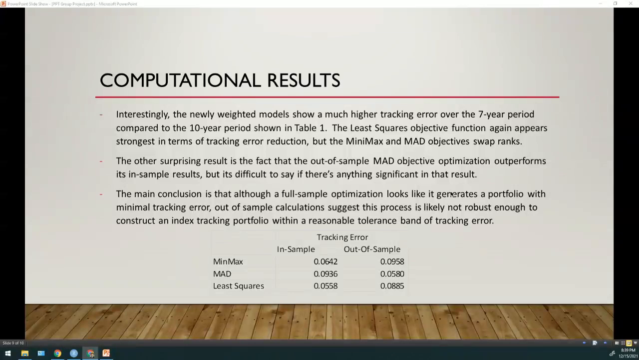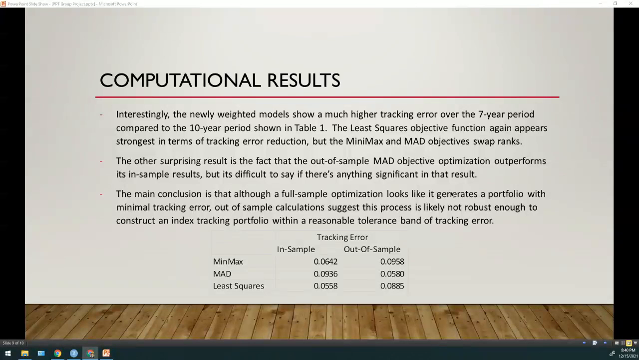So that's interesting and fairly meaningful, up from 1.5% up to 5% in terms of the tracking error, for example, for the least squares method. What's also interesting is that what you would expect in the min max as well as the least squares is the tracking error to increase from in sample to out of sample, but that doesn't happen with the mean absolute deviation. The tracking error actually improves when we go to out of sample data, which is kind of exactly the opposite of what you'd expect.